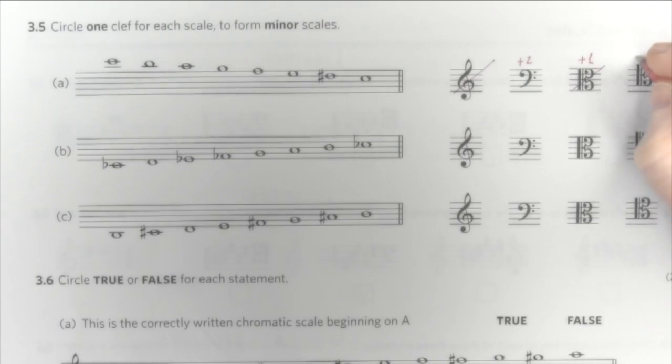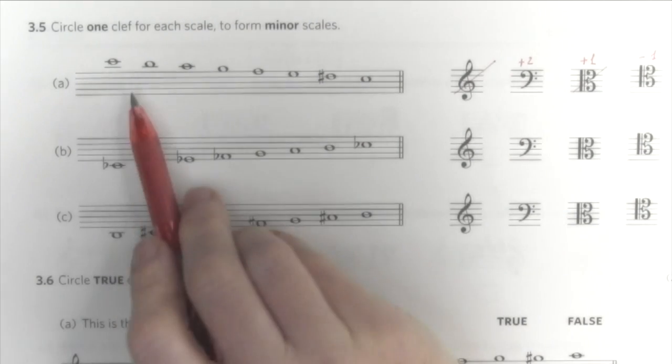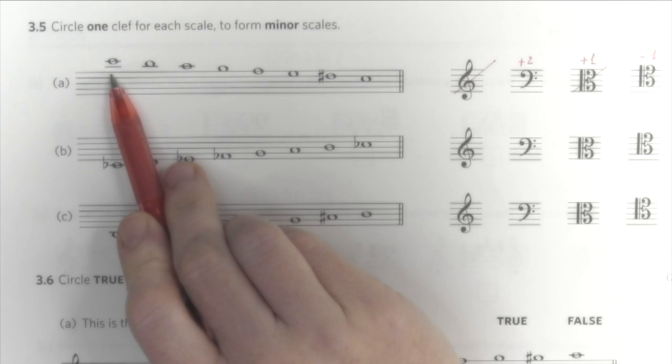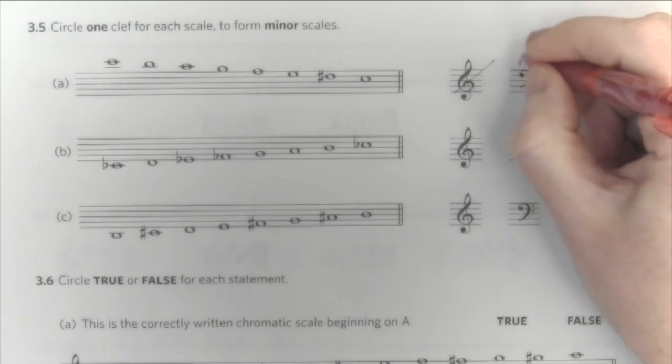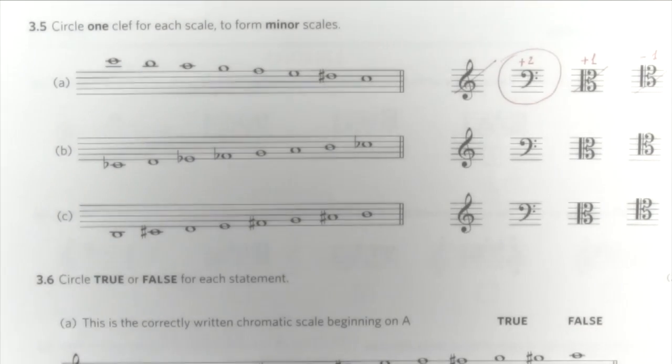And in the tenor clef, treble clef minus 1, this note would be B. B minor is the relative minor of D major, and D major has two sharps, so it can't be. The answer is the bass clef. Not too quick, was it?